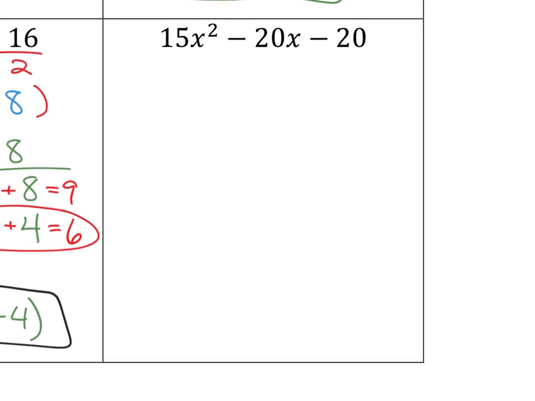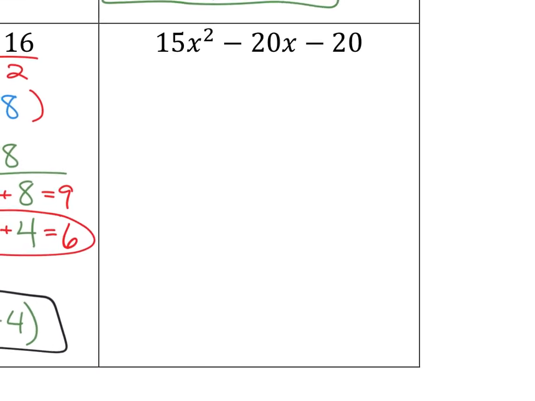What's the first question I ask myself when I'm factoring? What's the first box on your flowchart? Do they have a GCF? What are 15, negative 20, and negative 20 divisible by? 5. Is that the biggest thing they're divisible by? Yes. Okay, so we're going to divide by 5. We will keep it as a positive. The only time the GCF will be negative is if the first term is negative.